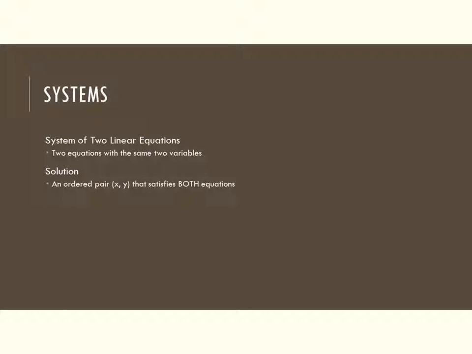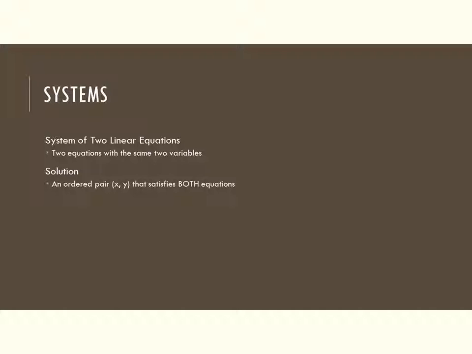So let's start by recalling, what does it mean to be a system? So here the definition is going to be a system of 2 linear equations, and it's just 2 equations at the same time. And we're going to be dealing with just linear equations right now, but as we progress throughout the year, we are going to be dealing with systems of nonlinear equations. So they don't have to be linear, and it doesn't just have to be 2. So essentially, it's a group of 2 or more equations considered at the same time.